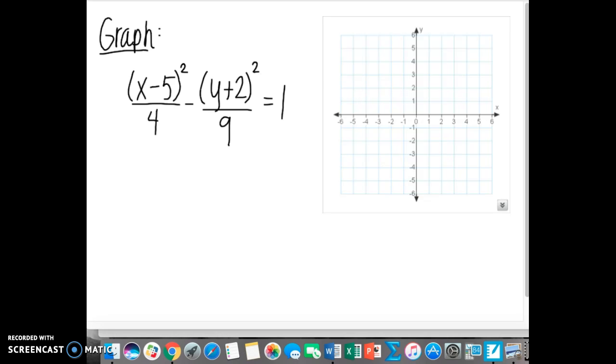So, first example, graph (x − 5)² over 4 minus (y + 2)² over 9 equals 1. Notice this minus sign, that tells us that we have a hyperbola.